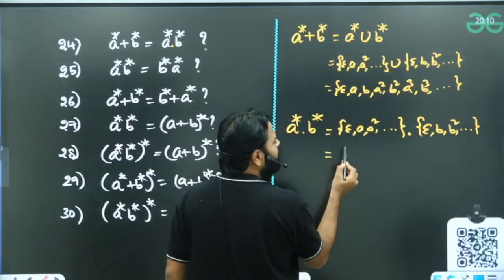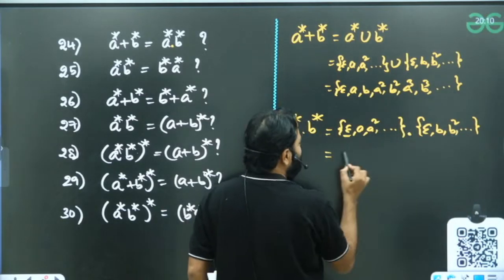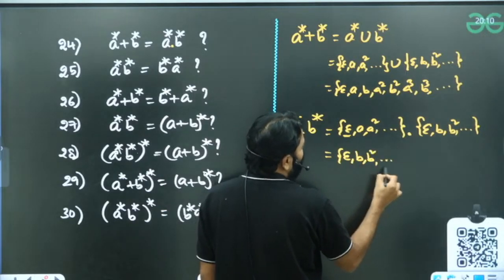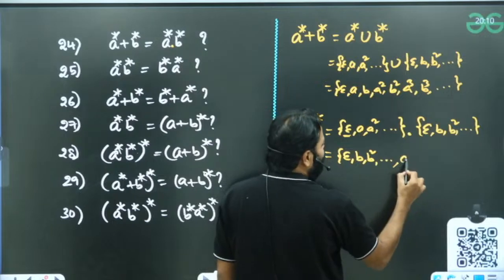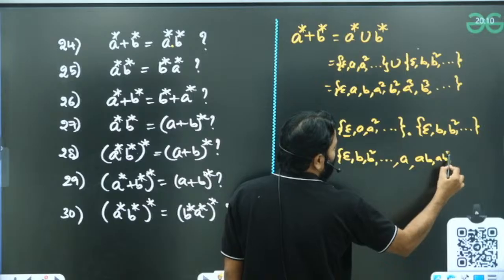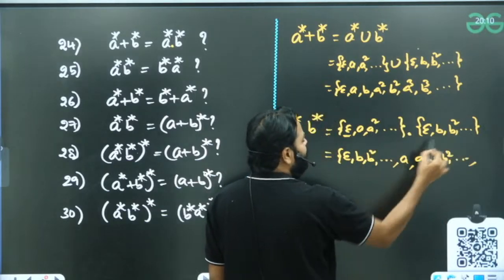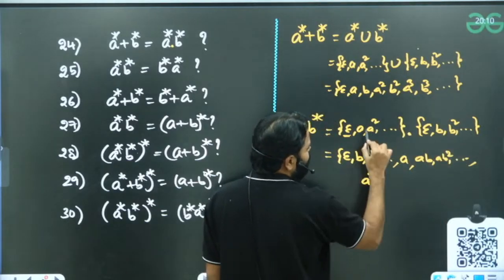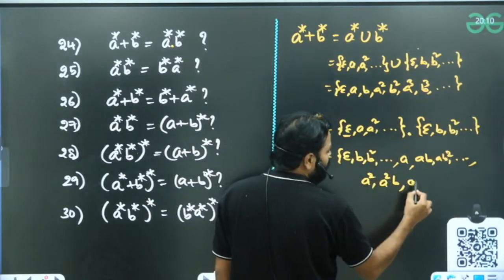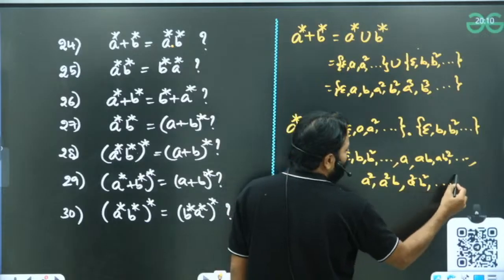Now you are going to concatenate this epsilon with everybody. So what will you get? Epsilon, B, B square and so on. And A you will concatenate with everyone: A, AB, AB square and so on. And this A square will concatenate with everyone: A square B. The order is also very important. A square B square. Likewise, you will get a lot of strings.